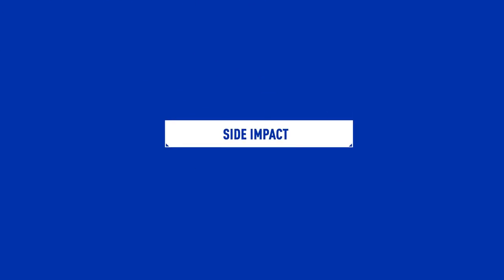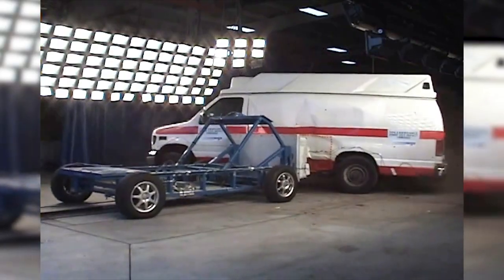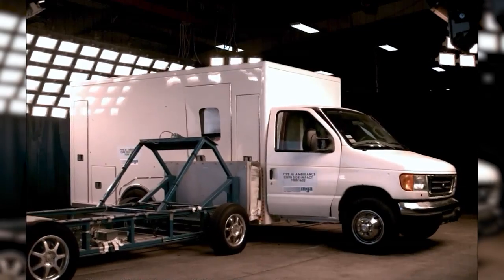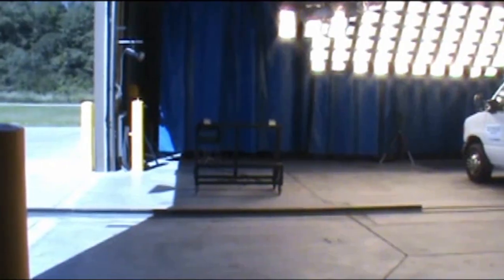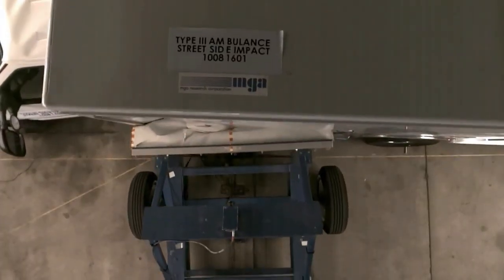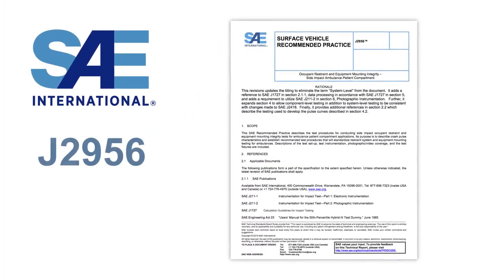Side impact testing of the ambulance matches the testing requirements used by the Insurance Institute for Highway Safety when testing passenger cars, vans, and light trucks. This is the same test that is used for their 5-star crash rating system. We performed 4 ambulance side impact crash tests. In each test, a 3,300-pound moving deformable barrier impacted each ambulance at 31 miles per hour. Data from these tests has been published as SAE J2956.